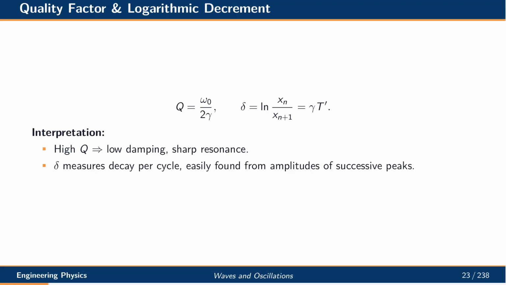The quality factor, denoted Q, measures how lightly damped an oscillator is. A high Q means very low damping and a sharp resonance peak. The logarithmic decrement quantifies how the amplitude decreases from one cycle to the next. It can be obtained simply by comparing the heights of successive peaks in a decaying oscillation. Both quantities give us practical measures of how energy is dissipated.